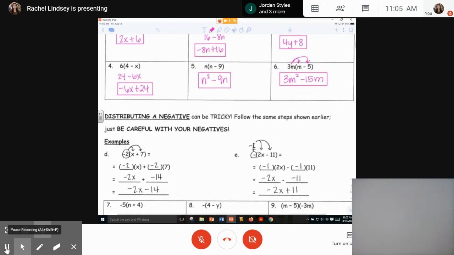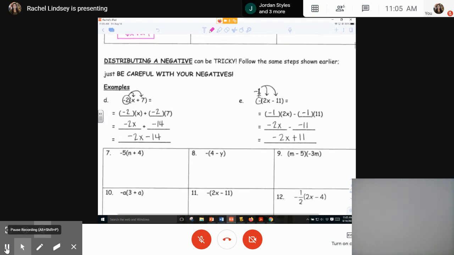Okay, at the bottom of that page, we're looking at ones that have negatives being distributed inside. When you have a minus 2 out here, you have to take that sign and the number when you distribute. So I'd have negative 2 times x and negative 2 times 7. Just make sure you distribute the negative as well. Here on number 7, we've got negative 5 times n, and then negative 5 times 4. Got to do 5 times 4. Negative 20.